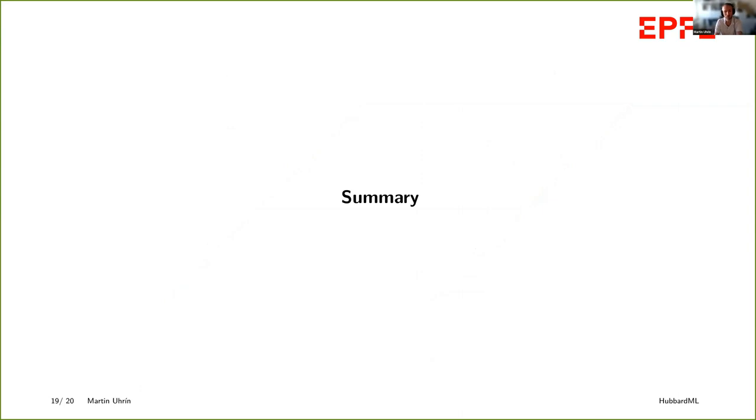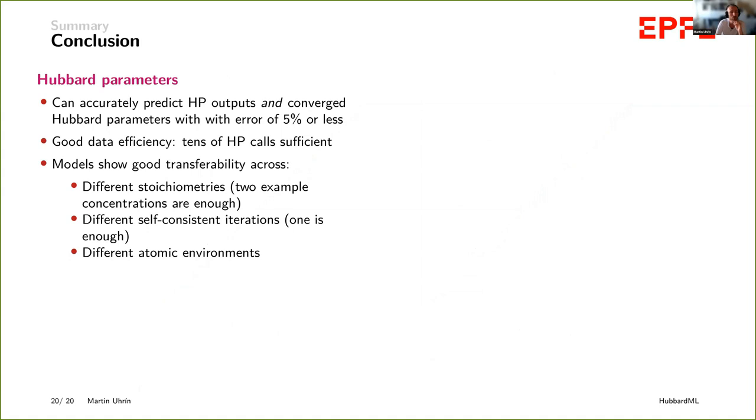So let me just summarize what we've gone through and where the model's at and where we're going. So already the model can make very accurate predictions for the final converged Hubbard parameters with errors of less than 5%. Actually, many of them were 3 or even much less. On the data efficiency side, it's really very decent. So tens of HP calls are sufficient to give it enough training data to work on, so long as your system doesn't change too much.